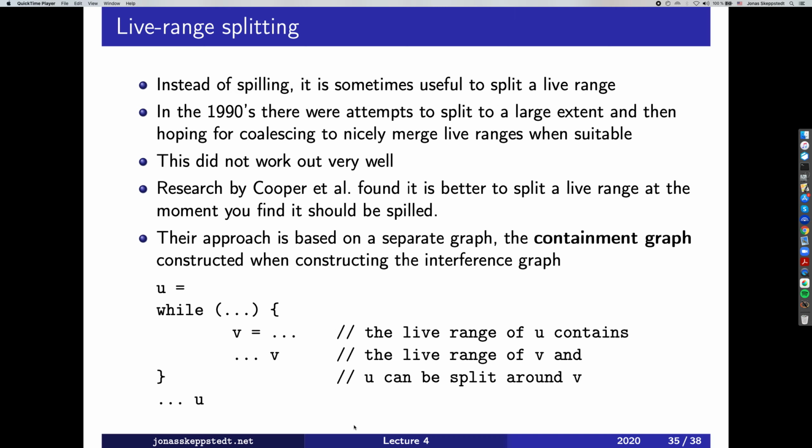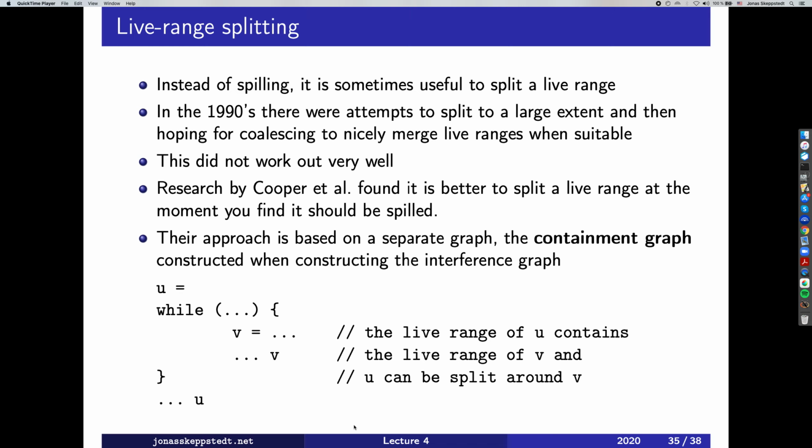Realize that we have to spill a live range, it may be better to not spill it, but instead give parts of the live range a new chance by splitting that live range into different pieces. In the early 1990s, there were attempts to take this to some kind of extreme by splitting live ranges a lot before doing register allocation in the hope that merging them would be possible using coalescing.